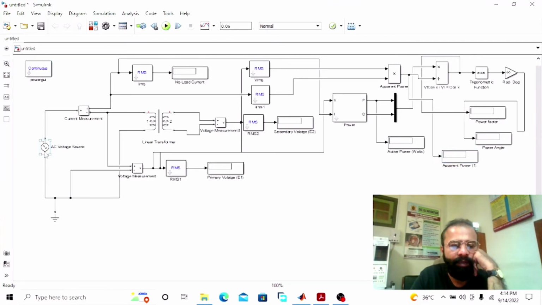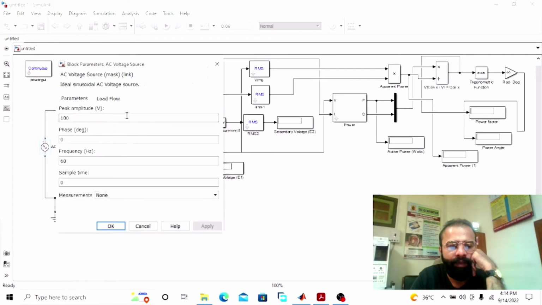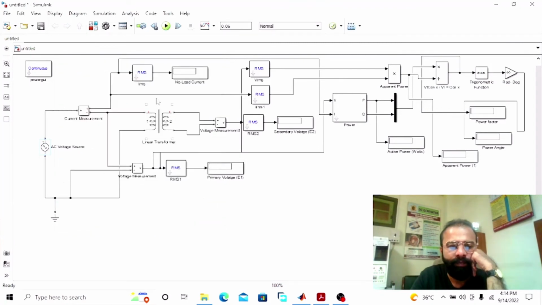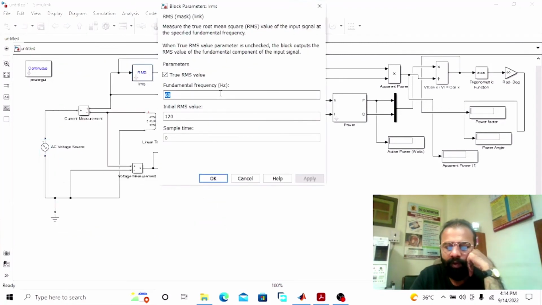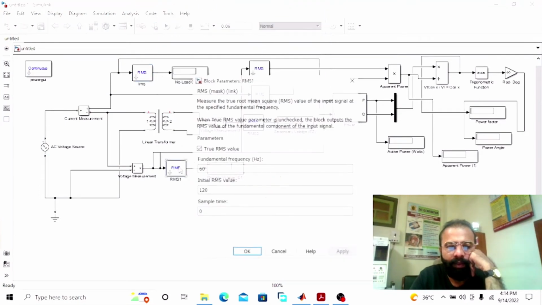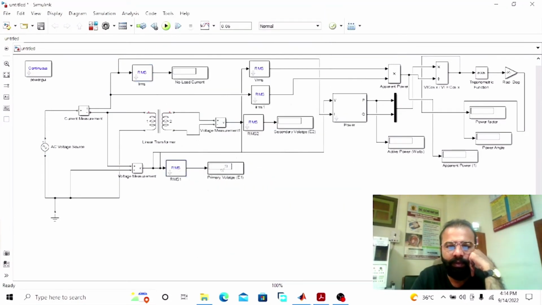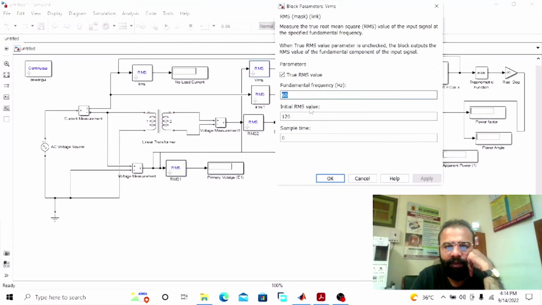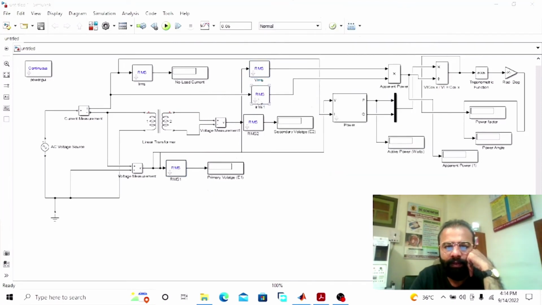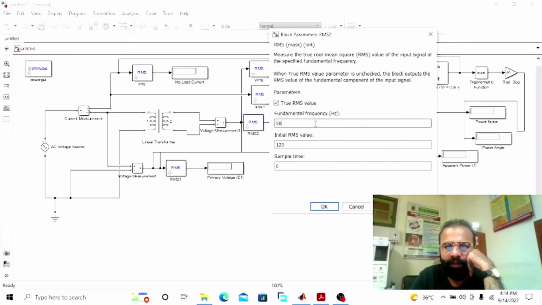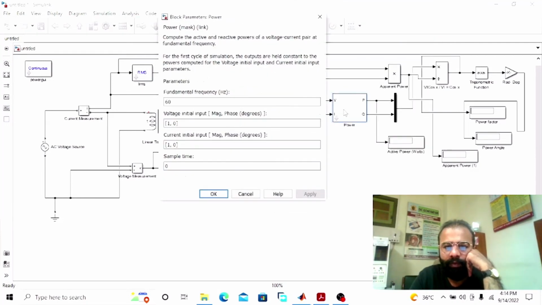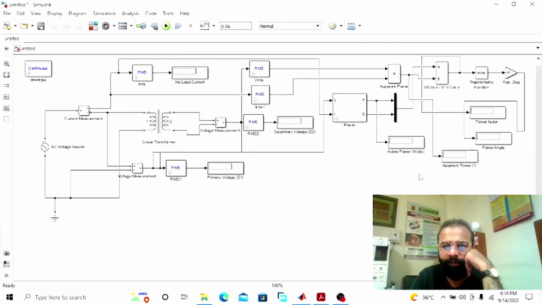Now change the parameters as per the circuit diagram. We are given the 220 volts AC supply, frequency is 50 Hertz. Now make each RMS block 50 Hertz. Again this will be 50 Hertz, and this will be 50 Hertz. Now make the frequency of the power block 50 Hertz.